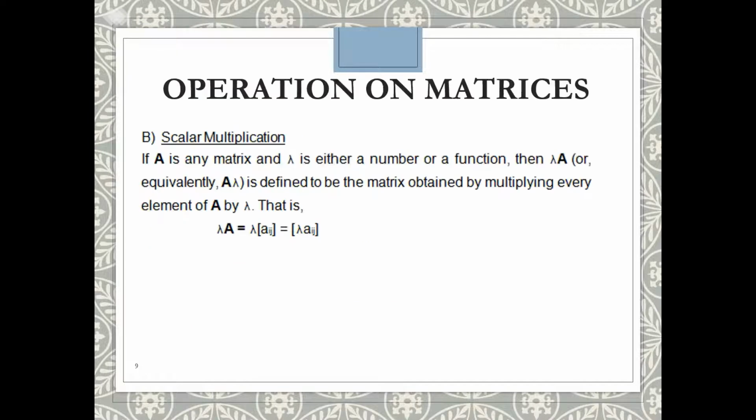The next operation is on scalar multiplication. Consider A be any matrix and lambda be any number or function. Then lambda A is defined to be the matrix obtained by multiplying every element of A by lambda.